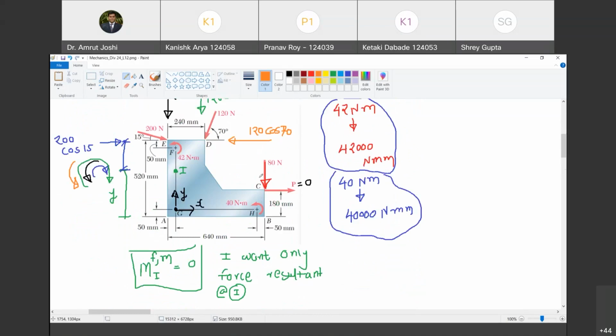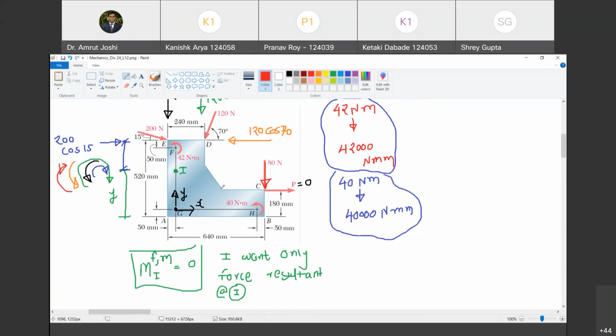Okay. Now let us look at this 80 Newton force. What kind of moment does it produce about I? Clockwise, sir. Clockwise. That's right.